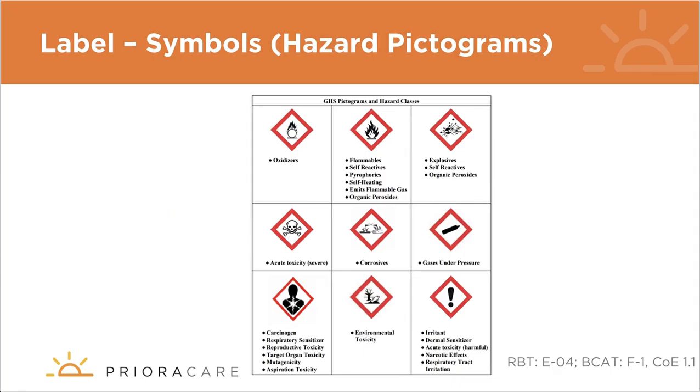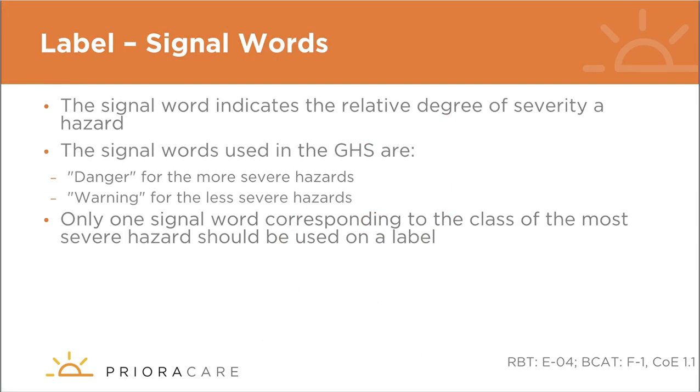Here are the label symbols for hazard pictograms. These include the harmonized hazard symbols, plus other graphic elements, such as borders, background patterns, or colors, which are intended to convey specific information. Labels also contain signal words. The signal word indicates the relative degree of severity of a hazard. The signal words used in the GHS are danger for the more severe hazards and warning for the less severe hazards. Only one signal word corresponding to the class of the most severe hazard should be used on a label.